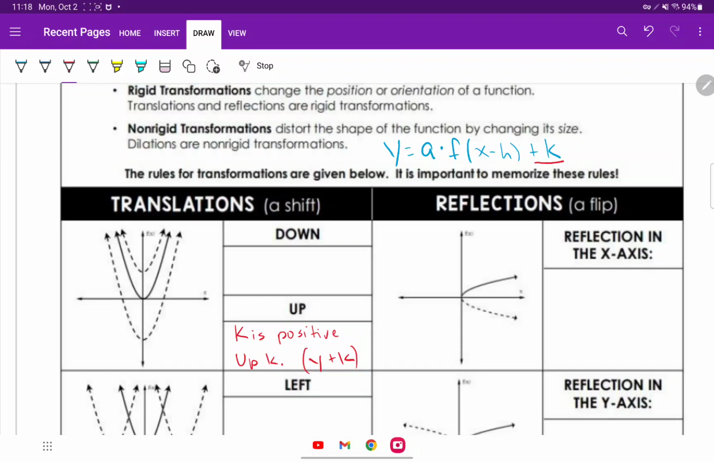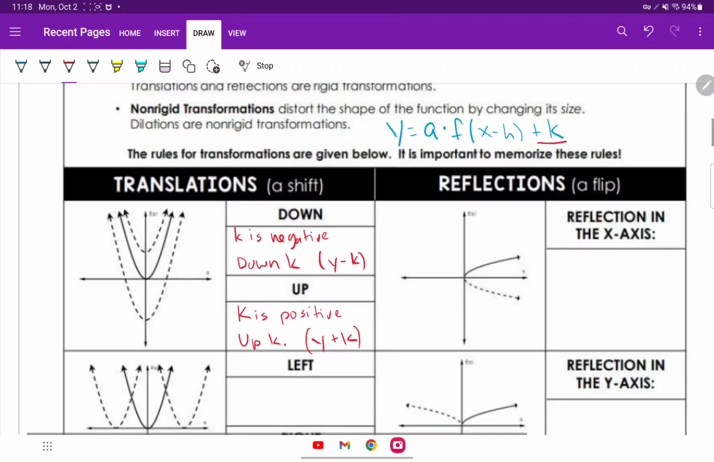All right, for your down, that means k value is going to be negative. And we would say that is down k units. And just like the previous, k is going to affect your y's by subtracting it.